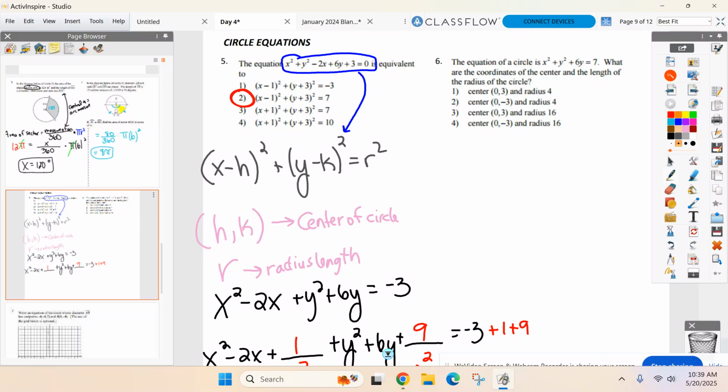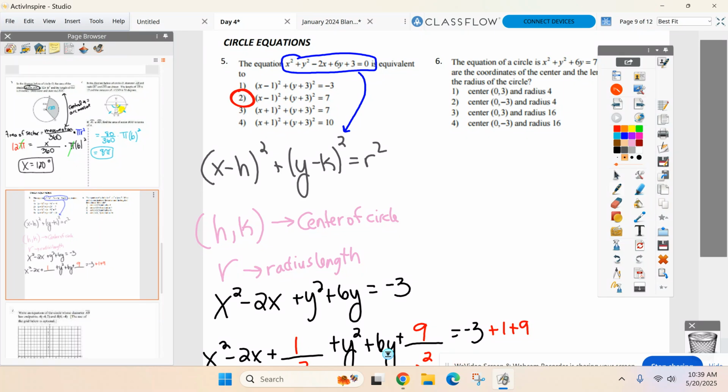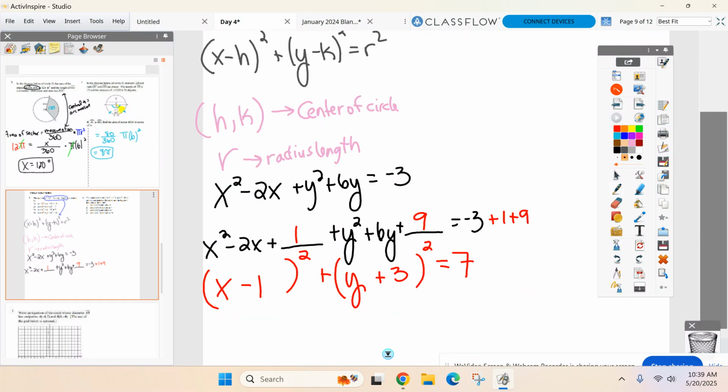Completing the square. Yes, Violet. Wouldn't it be 7 squared? No. The radius would be radical, because remember, this is the equation. So the radius would be the square root of 7. If I plug it back in, that's when I square it. Okay, yep. And if I ask for the center on this one, it would be positive 1, negative 3 for the center.